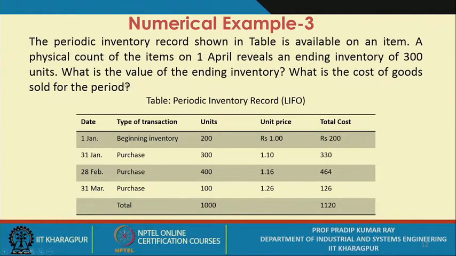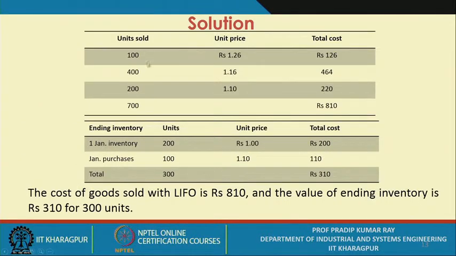So, again you need to determine the value of the ending inventory on 1st of April and the cost of goods sold for the entire period. This period is 1 quarter, that is 3 months. So, what you try to do, the units sold are 100, then 400 and then 200. This is just in the reverse direction. So, the 100 units you have received just now with a price of 1.26. So, this is charged 126.